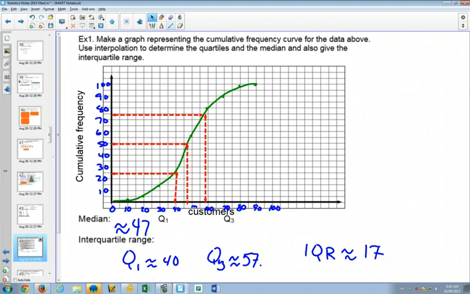So you'll get a steeper part of your curve because you're just increasing by so much in the middle, and then it levels out at the end and levels out at the beginning, because that doesn't happen as often.